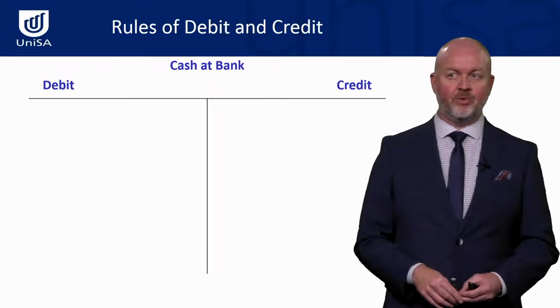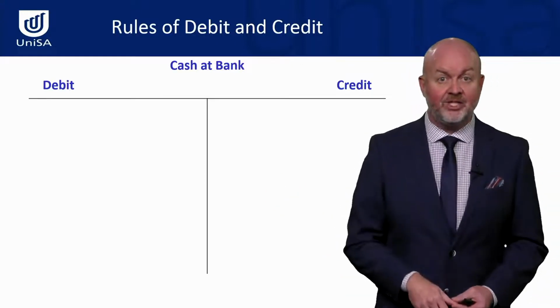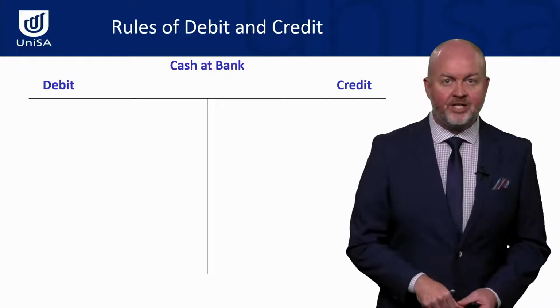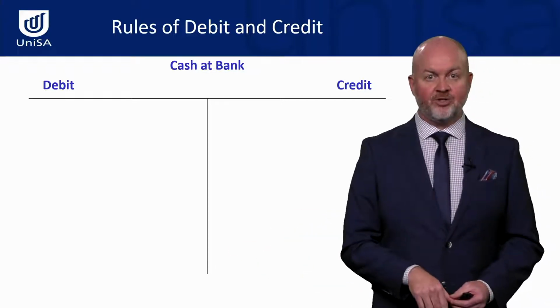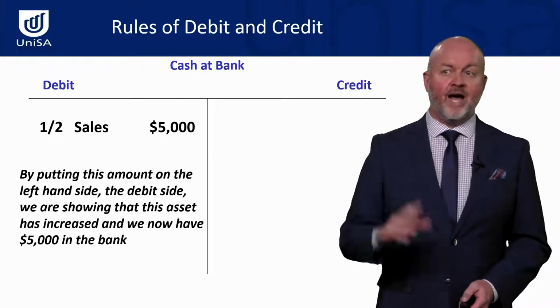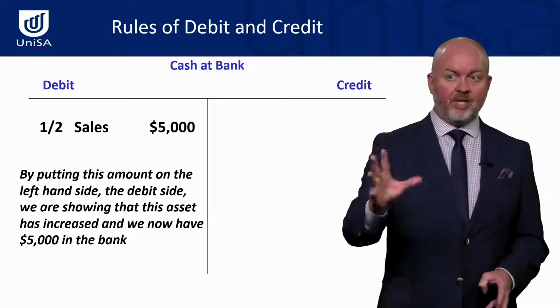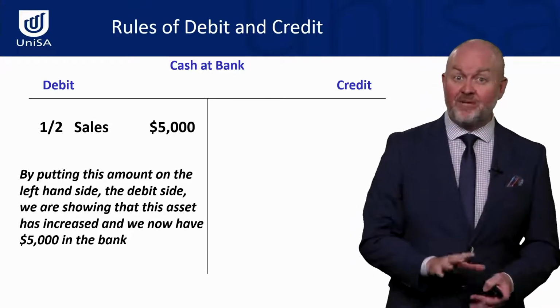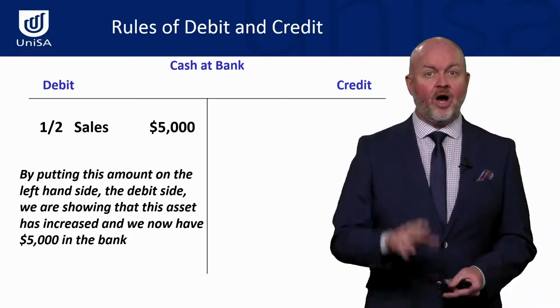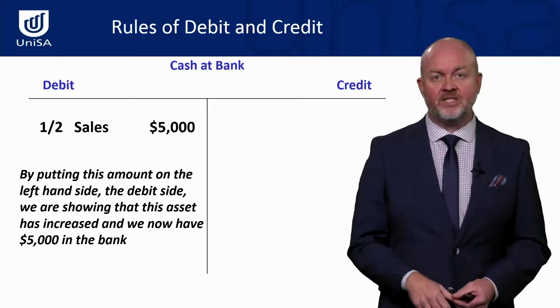So let's have a look at how that might look. Here's a simple example. I've got cash at bank. Cash at bank is an asset. Assets are debit in nature. That is, increased with a debit entry, decreased with a credit entry. So let's say, for example, on the 1st of February, I had $5,000 worth of sales. How would I record that? By putting that amount on the left-hand side or the debit side of the ledger account, I'm showing that the asset cash at bank has increased and we now have $5,000 in the bank.